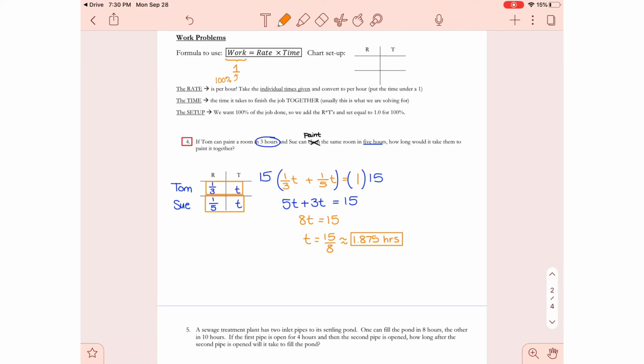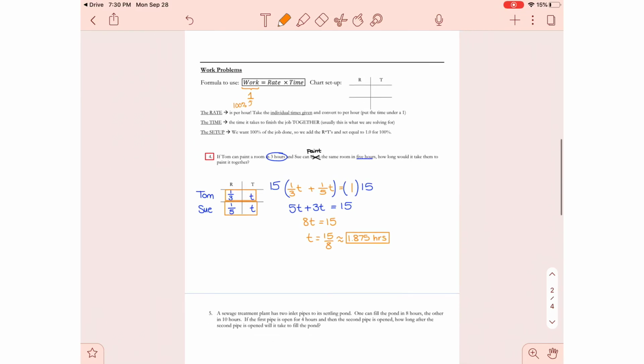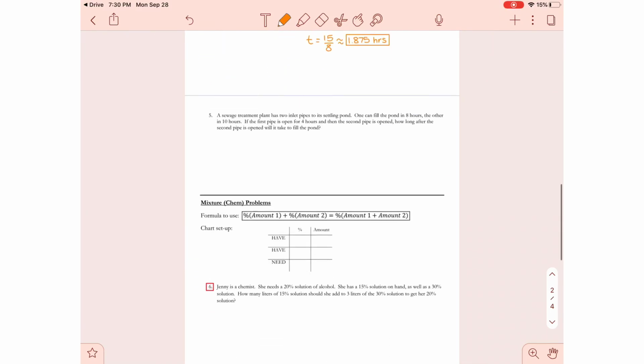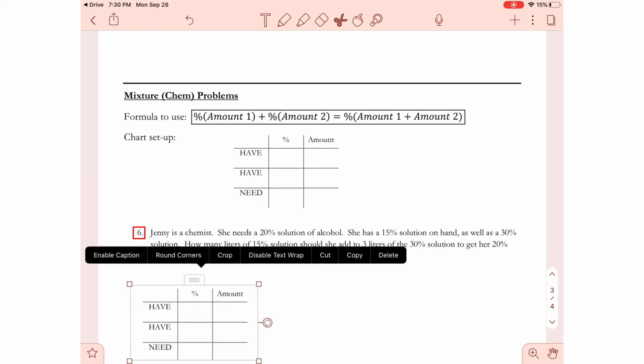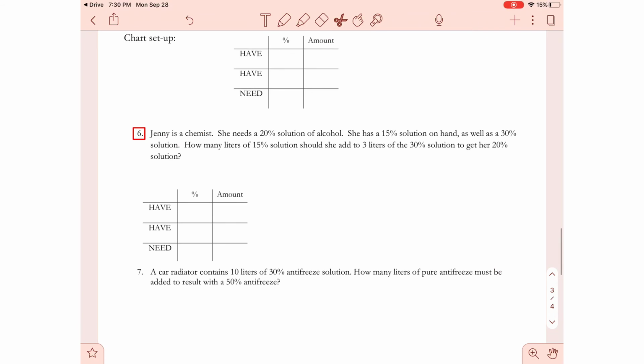The last type of problem is what I call mixture problems. The other teachers call them chemistry problems, but same difference. And this is the formula that we're going to use. It's the percent times the amount for the first chemical plus the percent times the amount of the second. And we're going to set that equal to what we need. Okay, so this is the setup that I use for chemistry or mixture problems.